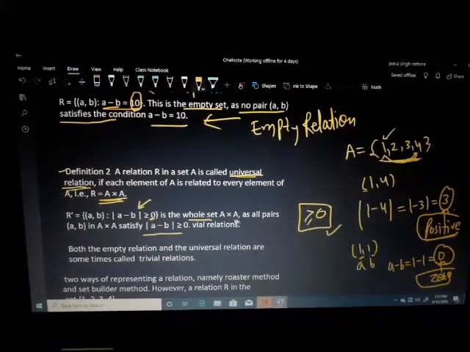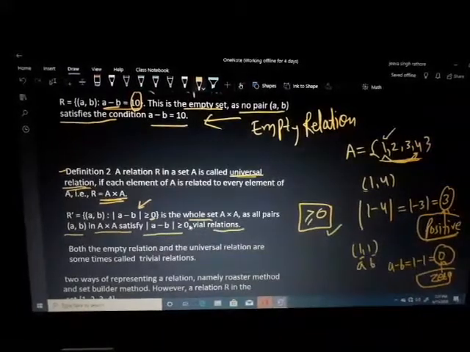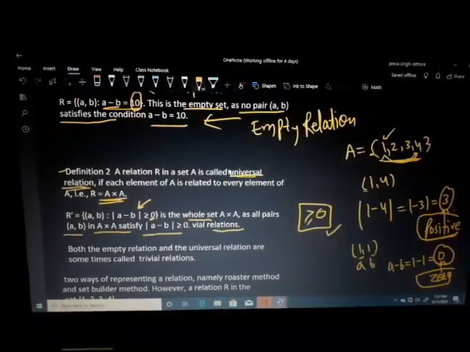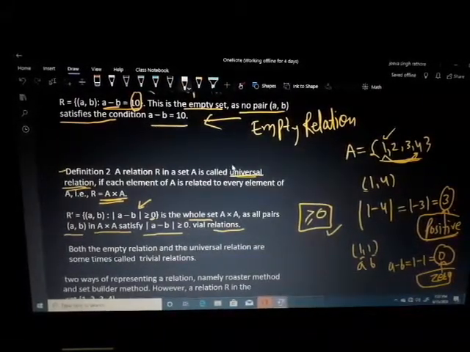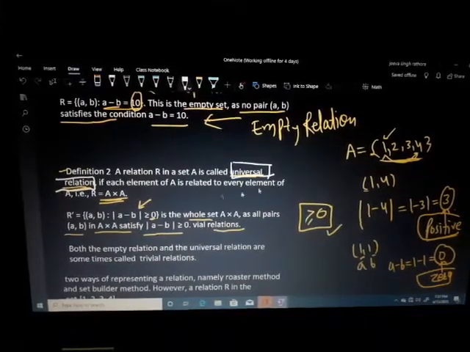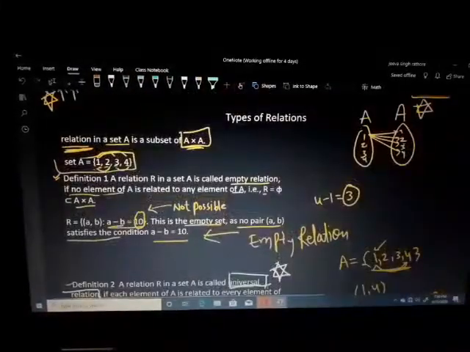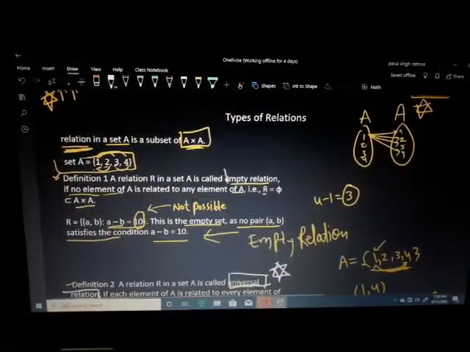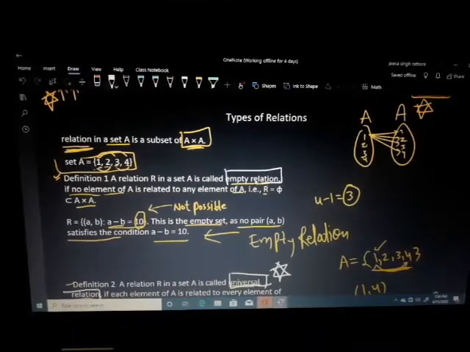All the pairs A comma B in A cross A satisfy this relation. That's why this relation is known as the universal relation. Note down, this is known as the universal relation. Okay, this is important. And the first one is known as the empty relation.